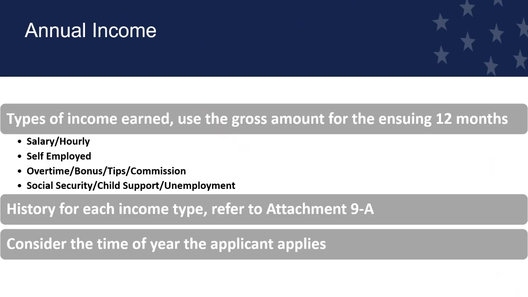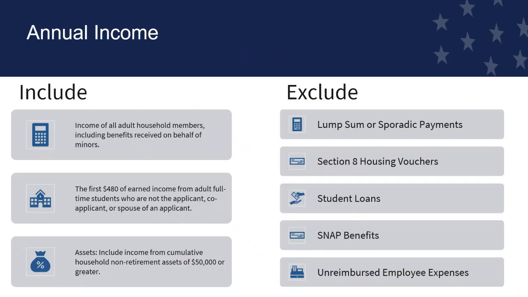As you know, there are several different types of income that can be earned, including the total gross income from all sources that will be received over the next 12 months by all adult household members. If any adult members earn or have earned overtime, bonus, tips, or commissions, these amounts must be reported unless you can provide documentation proving that they will not continue. For the history of each income type, we will be looking at attachment 9A.